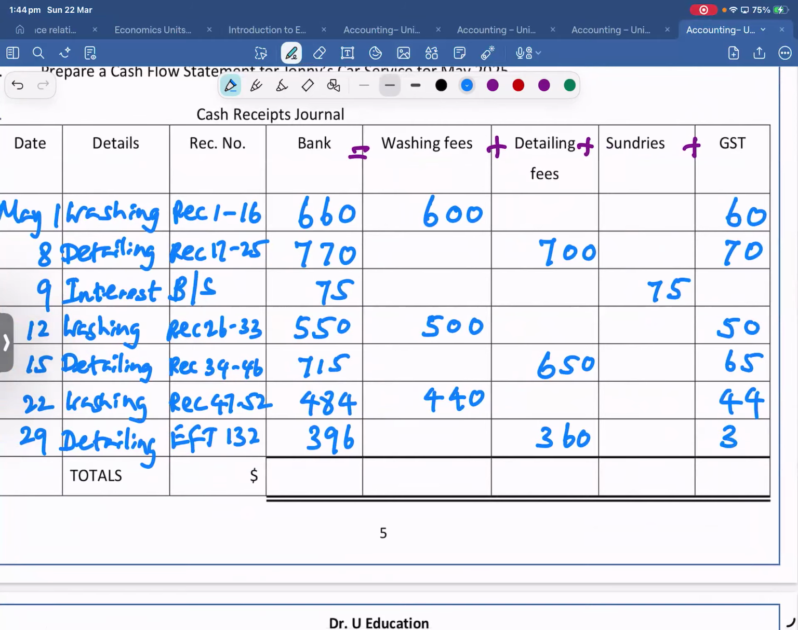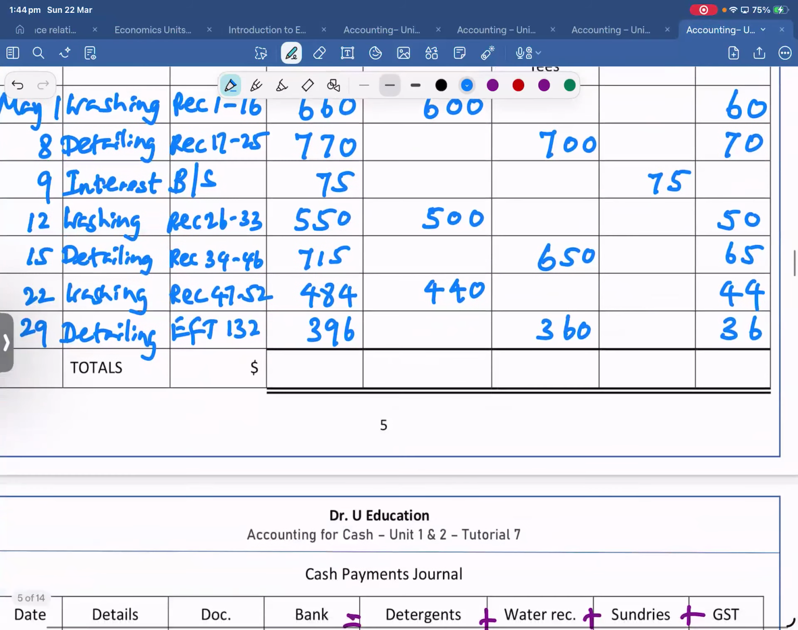You know how to calculate the GST component? This one, 396, is included GST. So then what you do is, 396 is equal to 110%. Why? Because 10% is added. Then what you do is divide this one by 110. If you want to calculate just GST, you divide by 11. Otherwise, if you want to calculate the full amount, you divide by 110 times by 100. So then you will get 360.